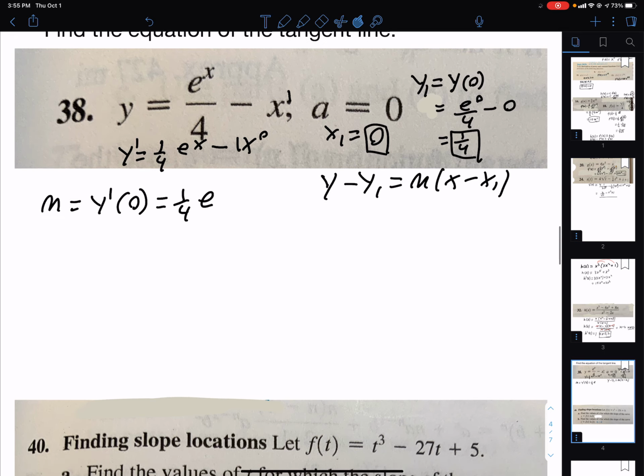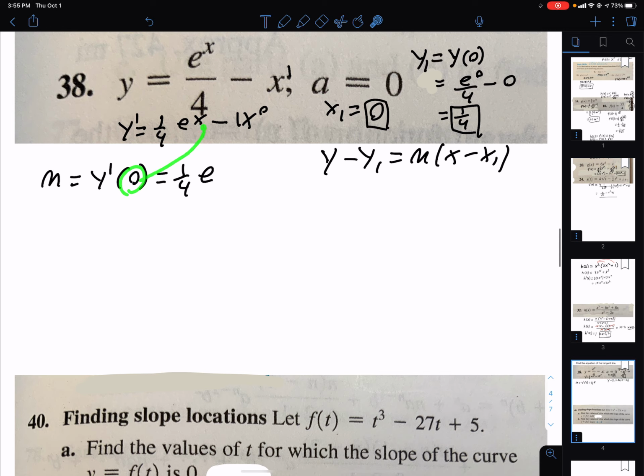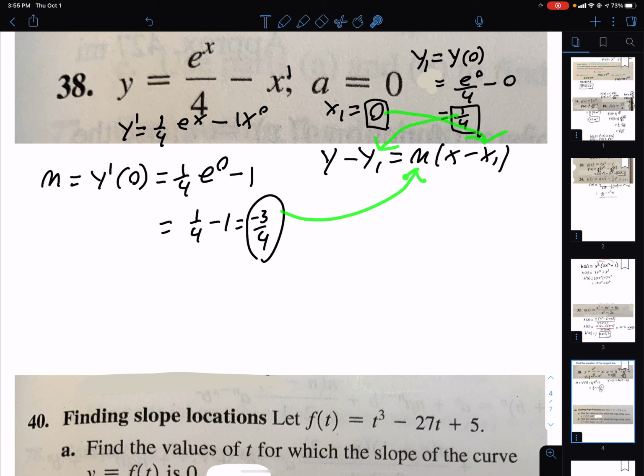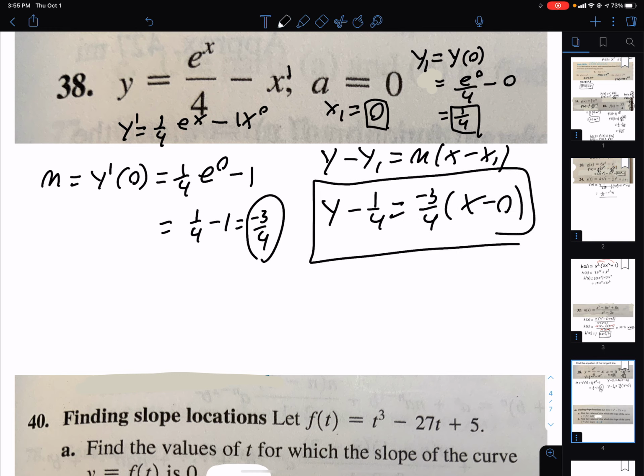We're plugging in 0 in for x, so that's going to be 0 minus 1. E to the 0 is 1. 1/4 minus 1 is negative 3/4. Let's plug everything in. We get a 0 for that, a 1/4 for that one, and the slope will be negative 3/4. Y minus 1/4 equals negative 3/4 x minus 0. Bam! Equation of tangent line. Lesson, the derivative of e to the x is itself.